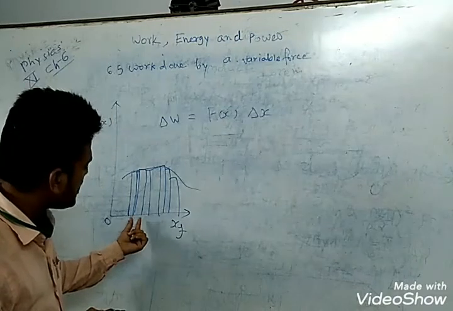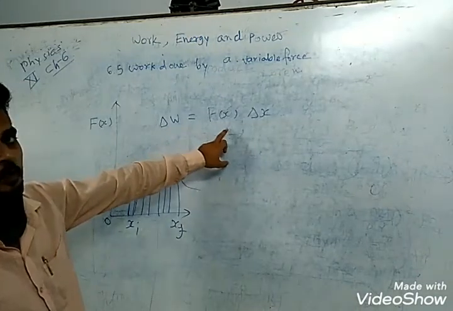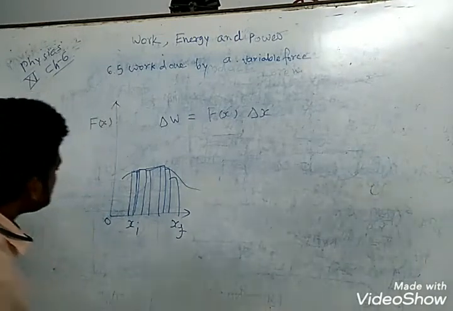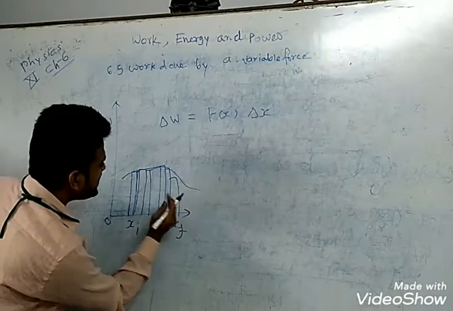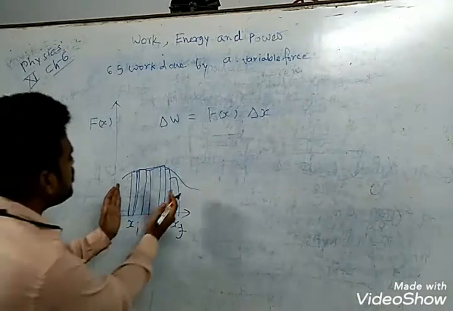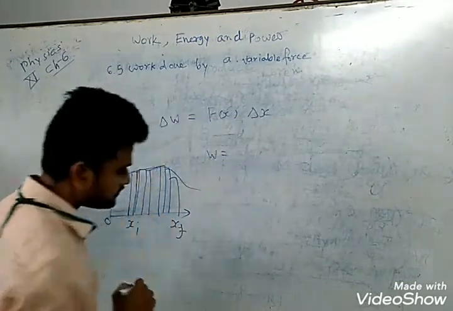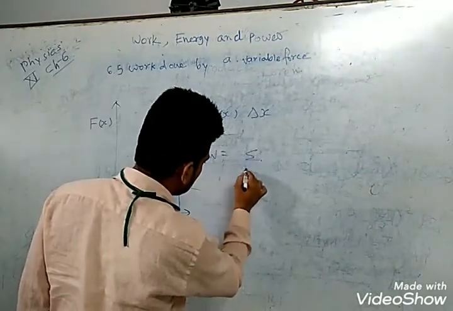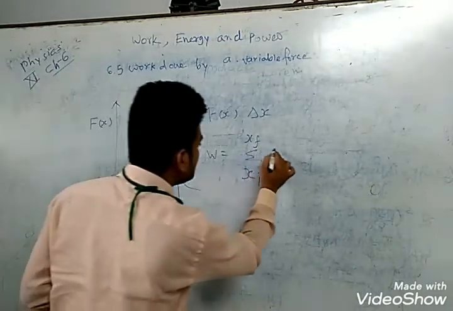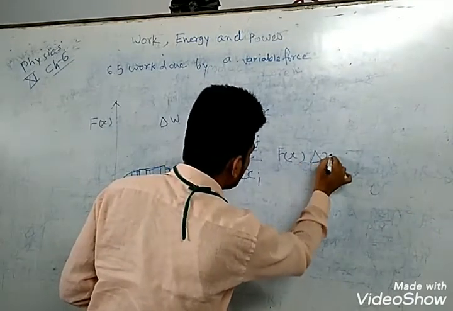Displacement is small, so we approximate the force as constant, and the work done is delta W equal to f of x into delta x. Now from the initial to the end point of the small portion, we take the summation, meaning the total work done W is equal to the summation from xi to xf of f of x into delta x.